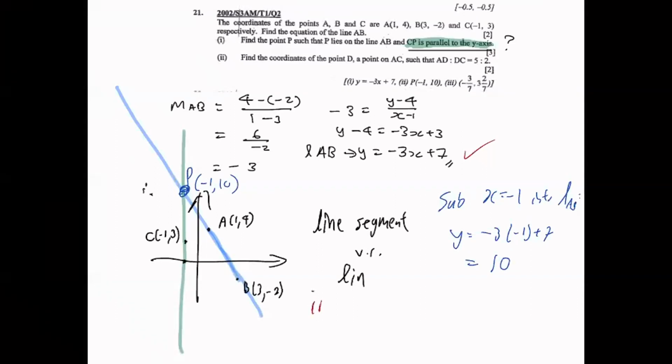How about part 2? Find the coordinates of the point D on a point on AC. Point D, which is a point that lies on AC, such that AD is to DC is 5:2. Okay, let's just draw AC first. So there's some point D somewhere on this line, such that AD to DC is 5:2.